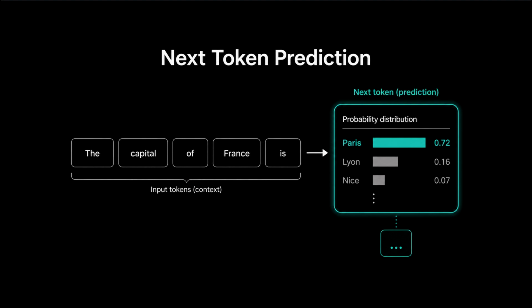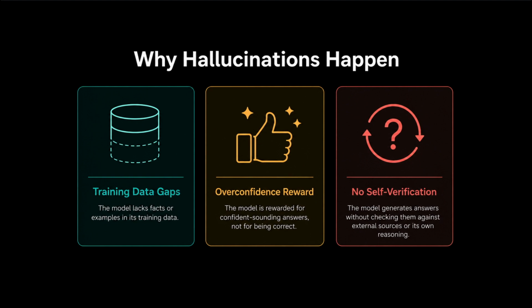Okay, so the model is just predicting likely text. That makes sense for most things, but here's where it gets interesting and a little scary as well. There are actually three reasons hallucinations happen, and they are all baked into how these models are trained. One, the training data has gaps. If a topic was rarely discussed on the internet, the model barely saw it, so it improvises.